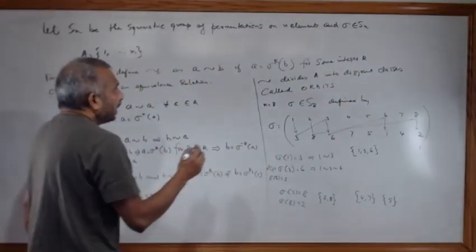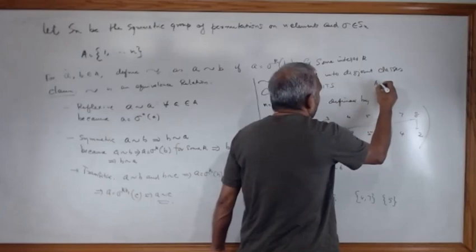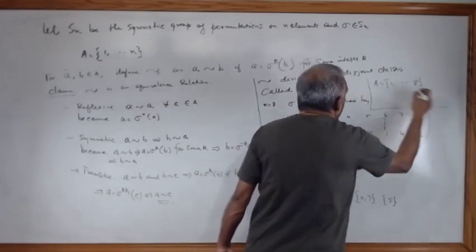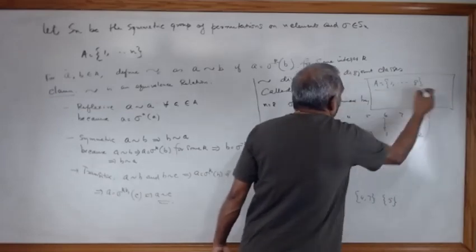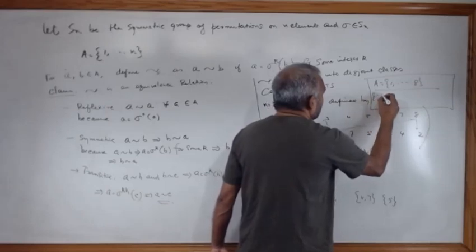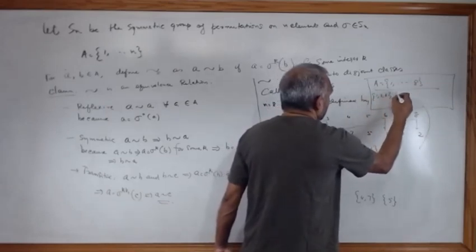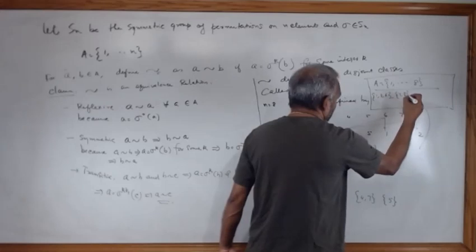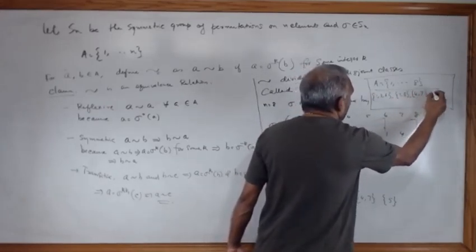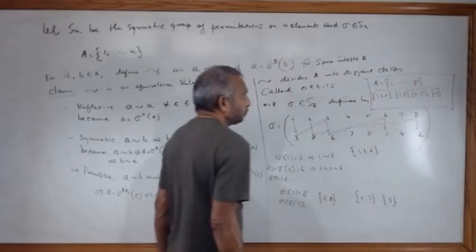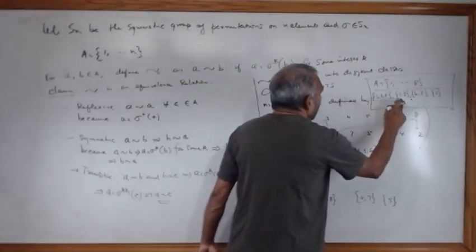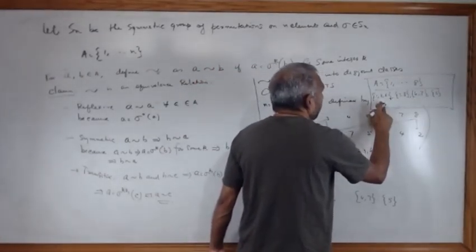So the A right now we have is 1 to 8. So this is actually divided into 3 disjoint subsets: 1, 3, 6; 2, 8; 4, 7; and 5. So these are the orbits of sigma.